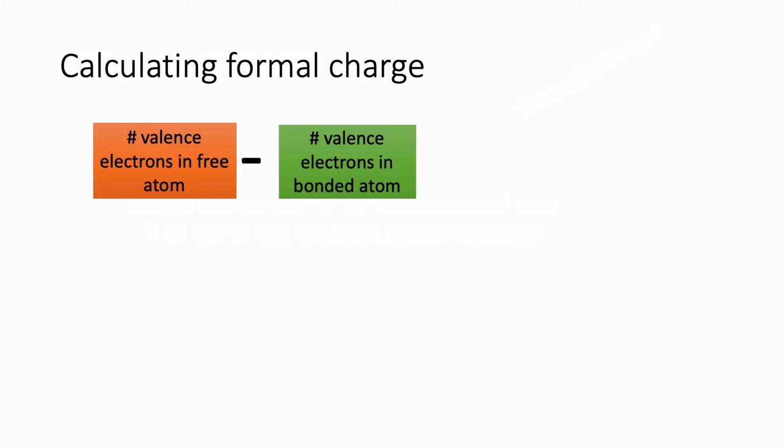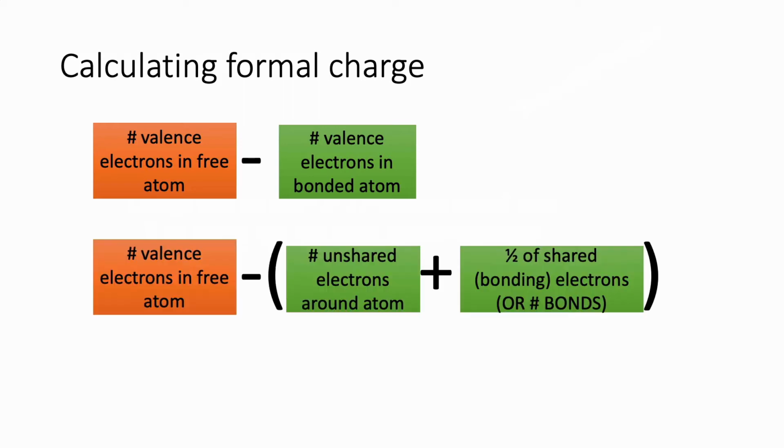So officially, we calculate formal charge by calculating the number of valence electrons in a free atom. In other words, if you just had one atom not bonded to anything, how many valence electrons would it have? And from that, we're going to subtract the number of valence electrons in the atom that you do have, which is bonded to one or more other atoms. Let's clarify that second part just a bit.